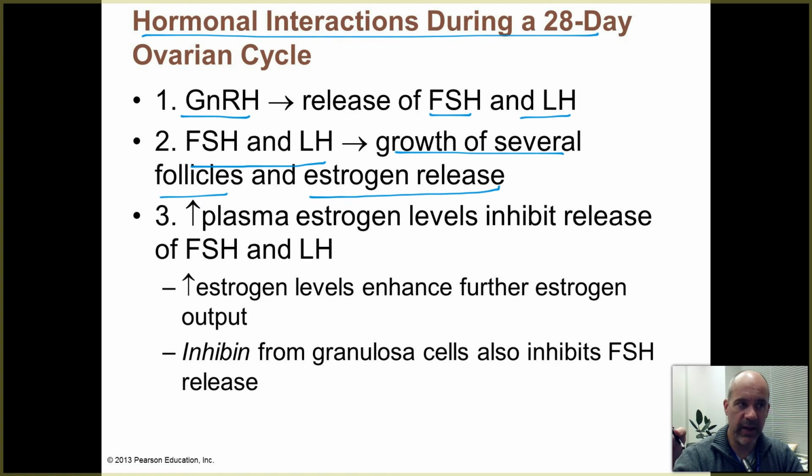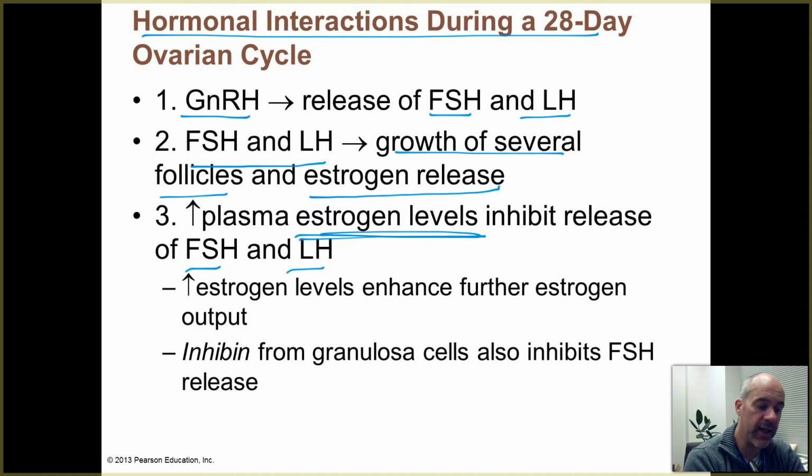Then we have negative feedback, just like we saw in the males. So as estrogen levels go up, estrogen travels through the blood, and it's going to have negative feedback on production of FSH and LH. So that's much the same as we saw with testosterone in the male. And again, that's going to keep estrogen levels within a homeostatic range, and it also allows an actual monthly cycle to be established. It allows these fluctuations to take place.